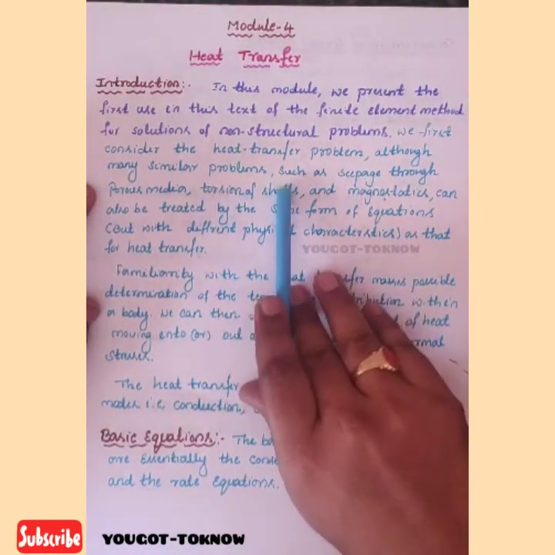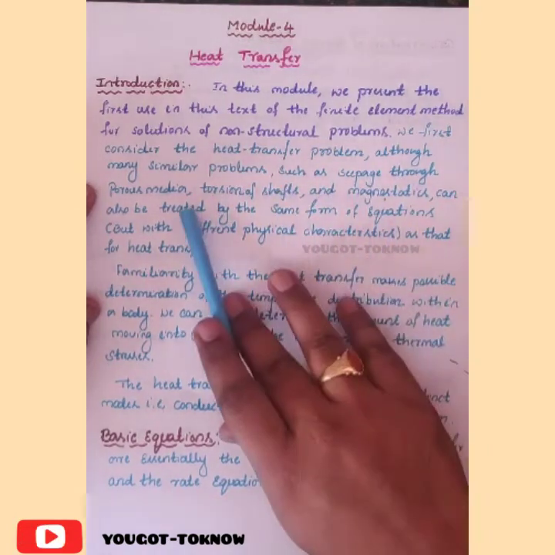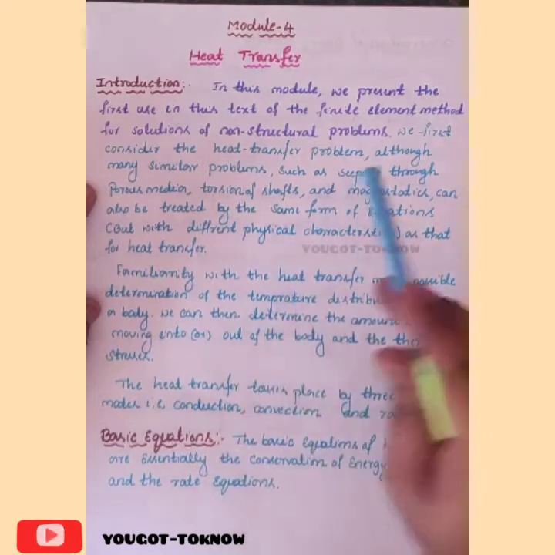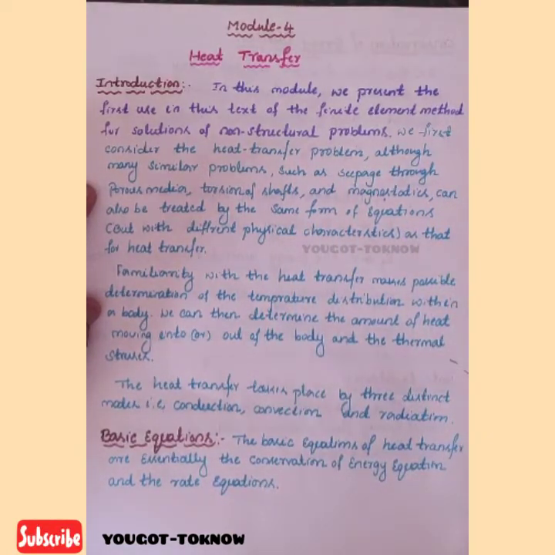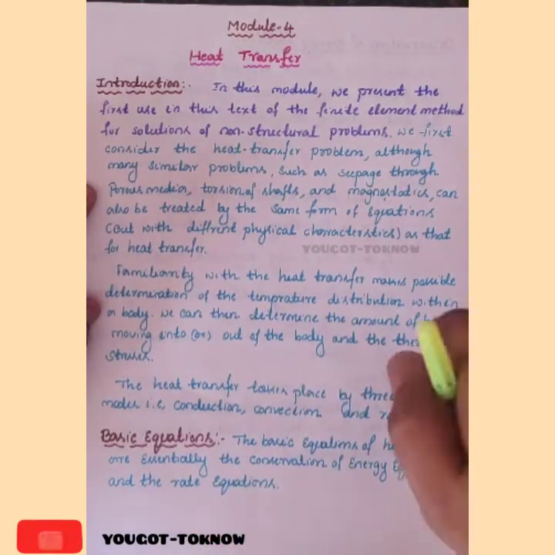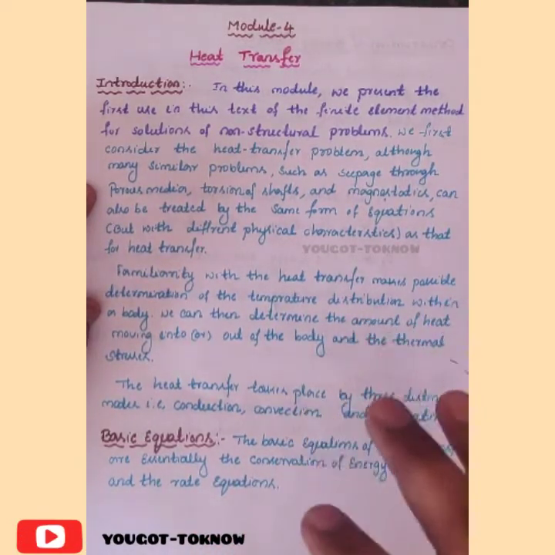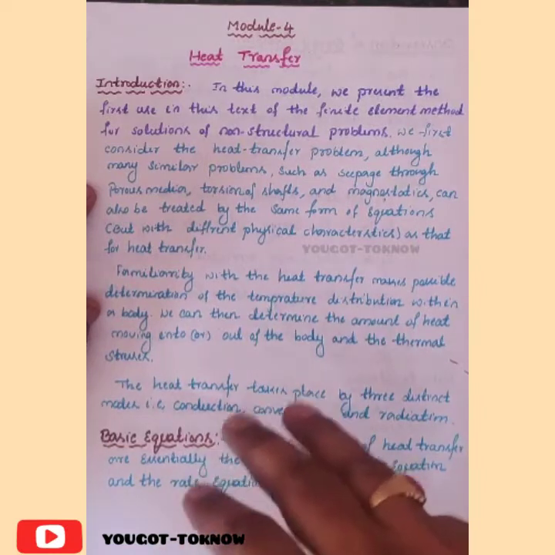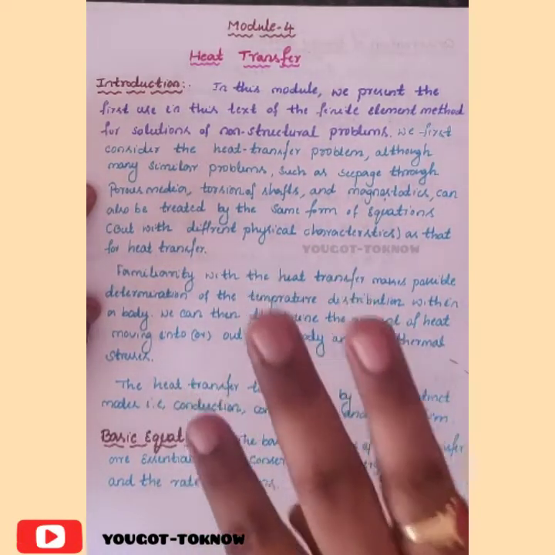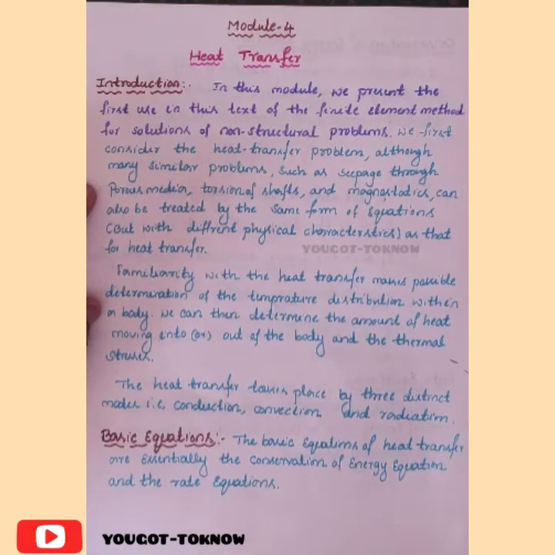Although many similar problems such as seepage through porous media, torsion of shafts and magnetostatics can also be treated by the same form of equations. That means the equations we used are almost similar kinds of equations that we also use in this chapter. For example, the shape function used for your bar element, the same kind of element with conduction, we will use the same shape functions for this also. Maybe your variable will be different, but we are using the same kind of equations.